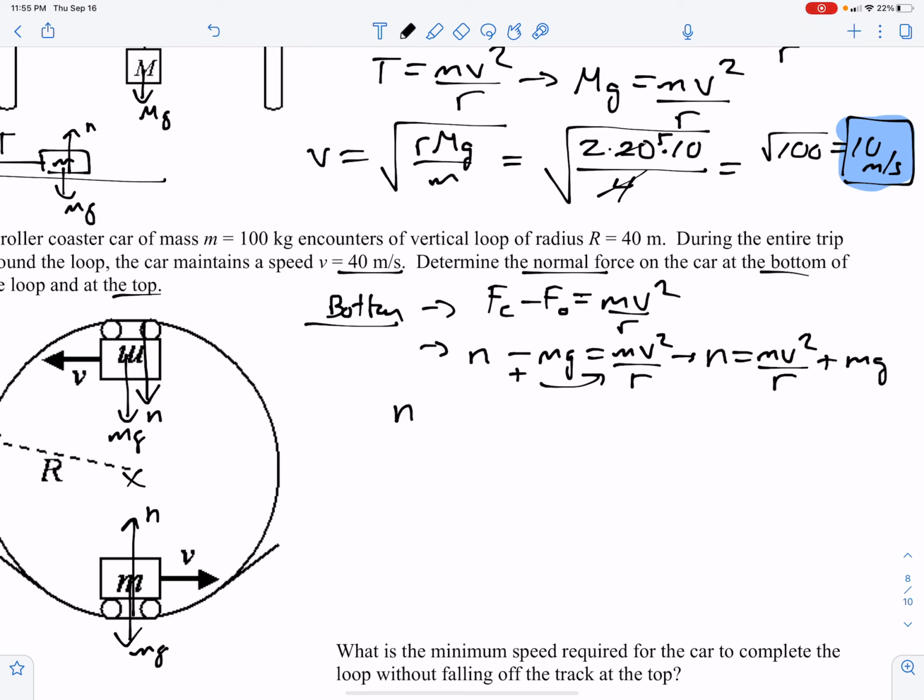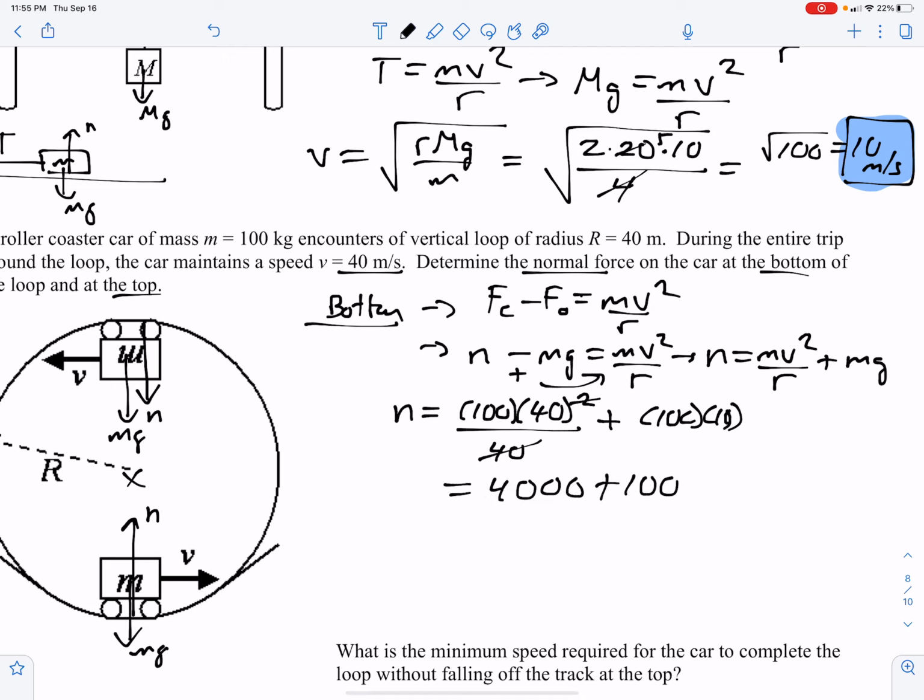Now let's plug in the numbers. Normal force at the bottom would be little m, so we have 100 times v, which is 40, and we're going to square that, over the radius, which was 40. Now this is pretty easy because one of these 40s will cancel with one of those factors of 40, and what's left is 4,000. Okay, but we have to add this to 100 times 10. So 4,000 plus 1,000, right, is 5,000 newtons at the bottom.